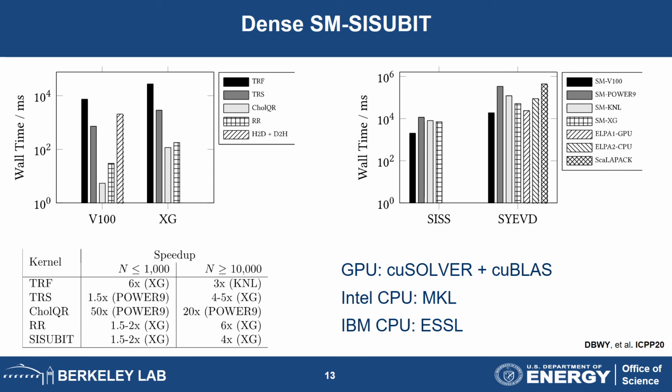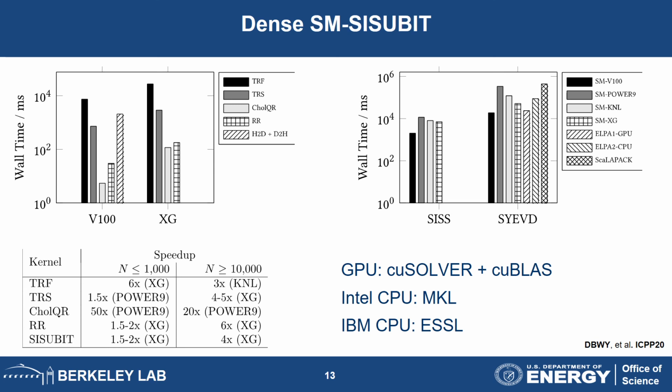In the table here on the bottom left, we're able to see that with the exception of the triangular factorization and the Cholesky QR step, we're able to exhibit larger speedups for larger problems, i.e. n greater than 10,000, than for smaller problems. This is due to the fact that we're able to express more concurrency on the GPU using cuSOLVER and cuBLAS for these larger problems than for the smaller problems. In aggregate, we're able to obtain roughly a 4x improvement in the Shift-Invert subspace iteration over the fastest CPU implementation for large problems, and about a 1.5 to 2x improvement for the smaller problems.